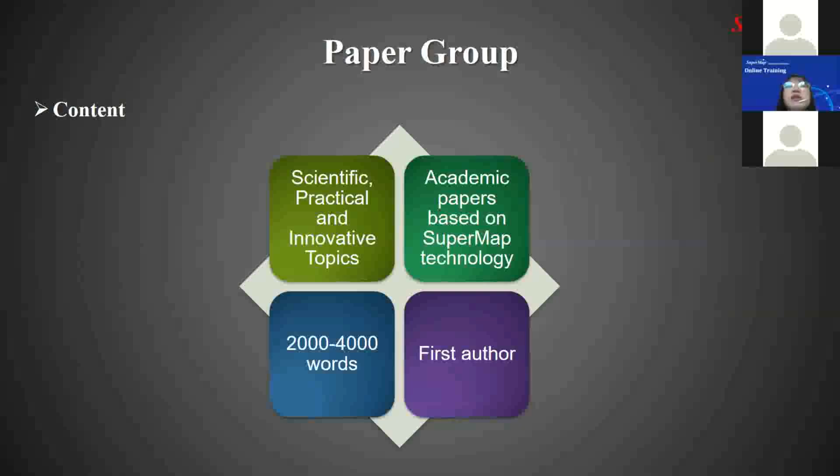And for the content of the paper group, the content should be scientific, practical, and innovative. Of course, your papers should be based on SuperMap technology. The word count is 2000 to 4000, and the student should be the first author.